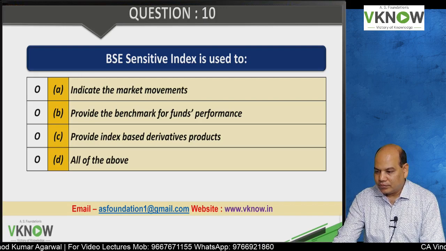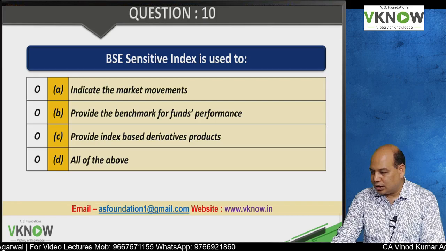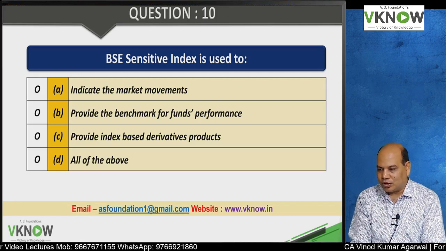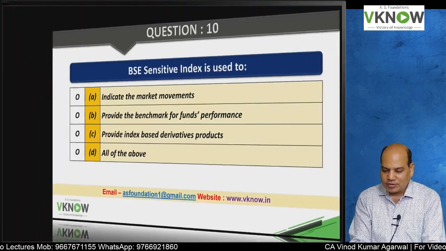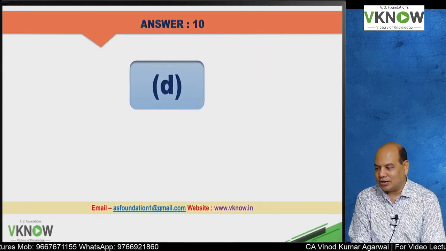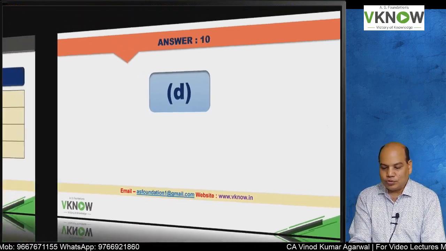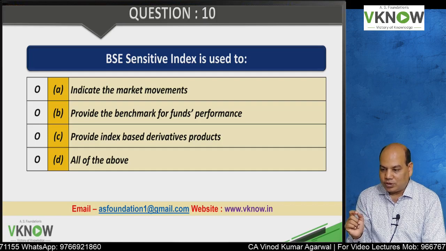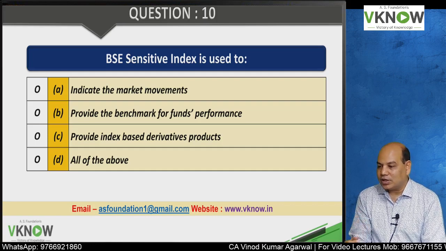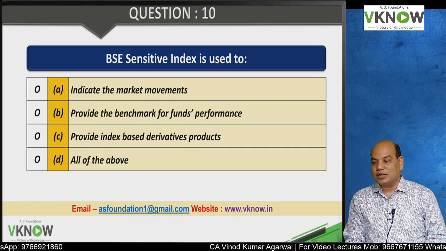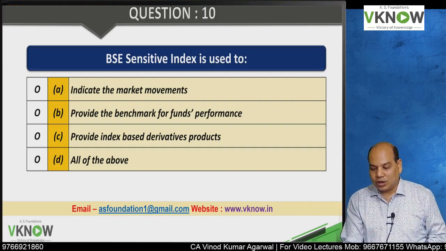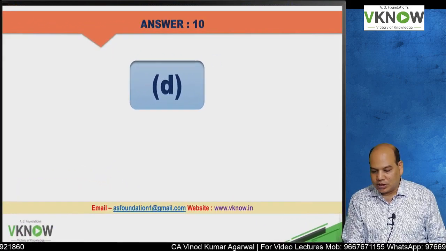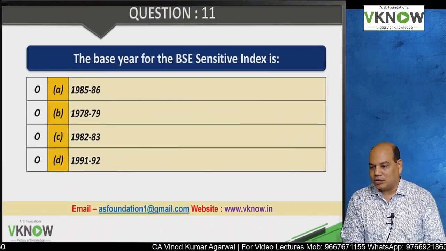What is the answer? Please reply. 10D, everybody, 10D. So let me ask computer. Computer, please reply. 10D is the right answer. BSE Sensex is used for market movement, for understanding fund performance, and also derivative products are created. BSE Sensex future is there. So that is useful. All three would be the correct answer. Very good response by the students.